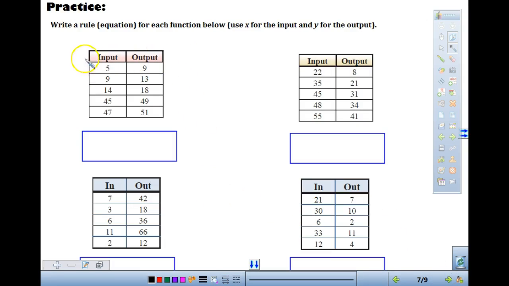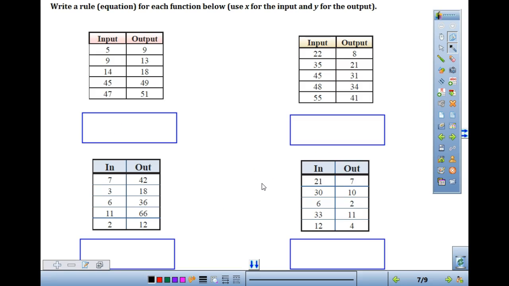So, right now, with your shoulder partner, come up with the rules for each of these tables, okay? All right, I see most of you have 2, 3, or 4 of them done. Notice it doesn't give you a 0 point that you're working with like when we did slope-intercept last year. That's okay. What is our rule? y is equal to x plus 4, right?